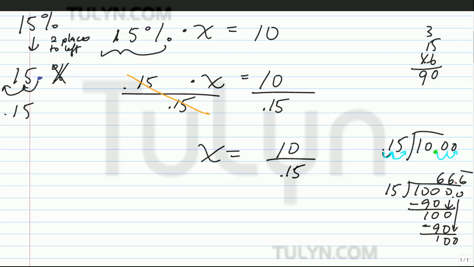So I just got the decimal from our dividend. Dividend always matches the quotient. If we have a decimal point in our dividend, it has to be the same spot in our quotient. So x equals 66.6 with a bar over it.